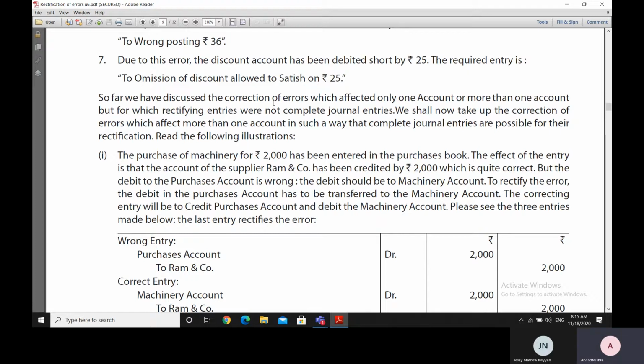or which were affecting more than one account, but for which rectifying entries were not complete journal entries, even if they were affecting more than one account. So we have discussed those errors where journal entries could not be made to make the rectification. Now we shall take up the correction of those errors which are affecting more than one account in such a way that we can make complete journal entries for the rectification purpose.